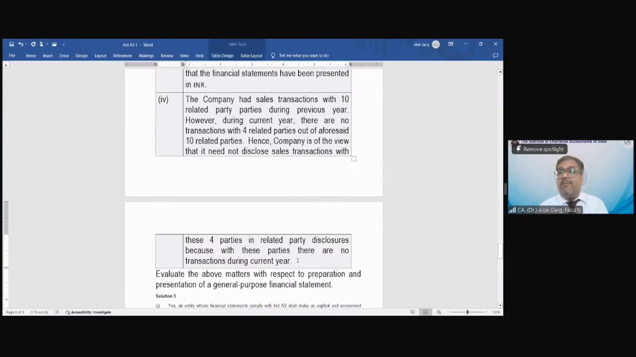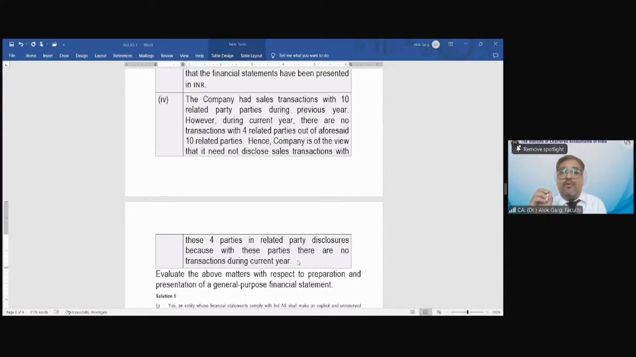So whether the related party disclosure for all 10 entities is required, which was there in the comparative year, right? And of course, the current year number has to be given. And for those 4 related parties, the current year number has to be given as nil, nil, nil, nil, right? Yes or no?